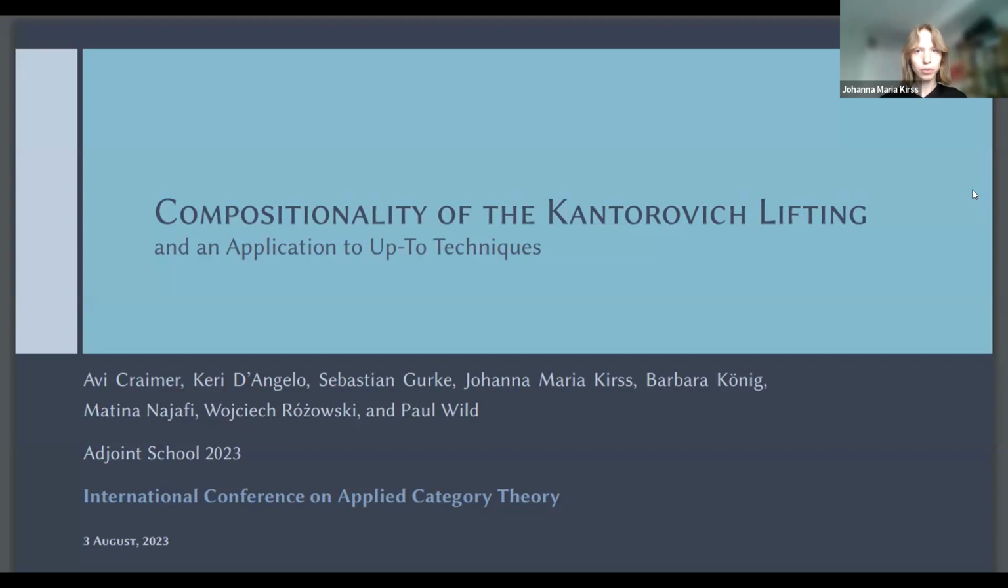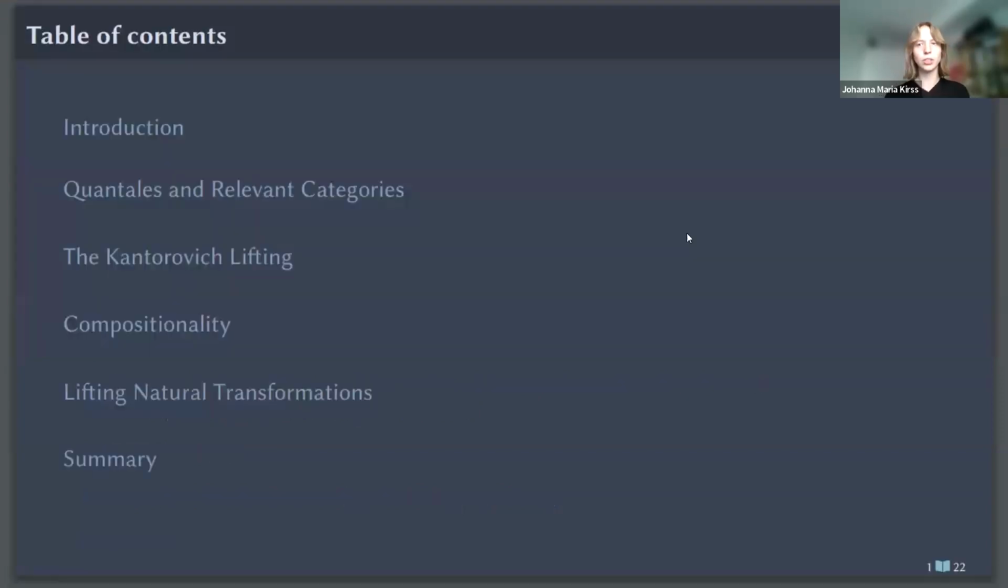Yeah, so at first, the slides, okay, they say change now. So the table of contents. At first we will just introduce the topic of behavioral metrics briefly, and mention a few different kinds of coalgebras which are relevant in this discussion. And then we will dive into the mathematical gears that you need, like quantales and what categories we're working in. And then I will define the Kantorovich lifting, and after that, Paul will dive into what compositionality exactly means, what results we have, and also how we can use it to lift natural transformations and why that might be important.